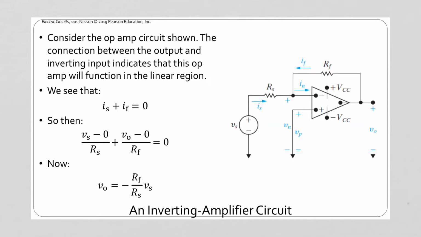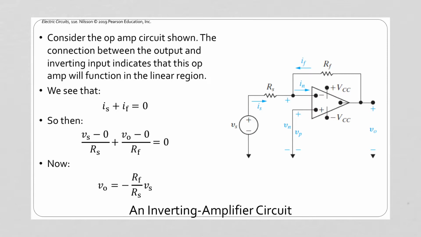We're going to see here how an operational amplifier can be used to produce an amplifying circuit. So here we have an op-amp, and we see that it has a feedback resistance that's connecting the output voltage to the inverting input, and we're going to analyze the behavior of the circuit.